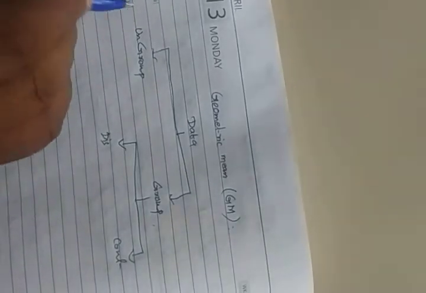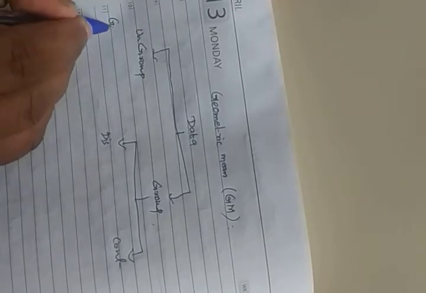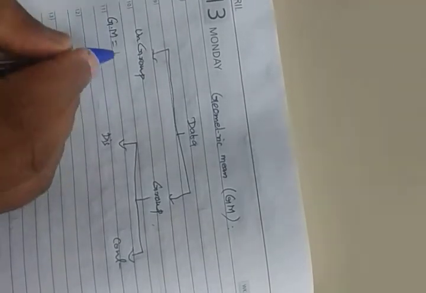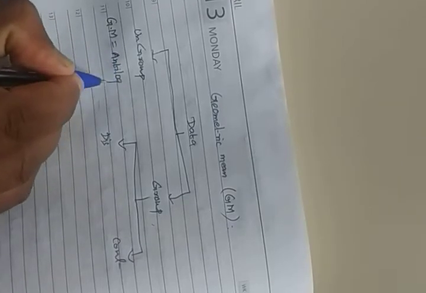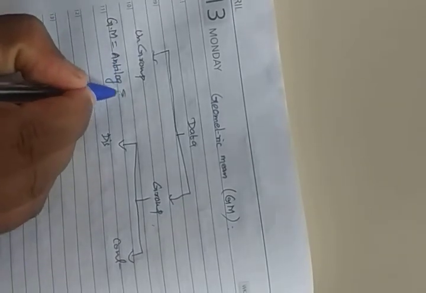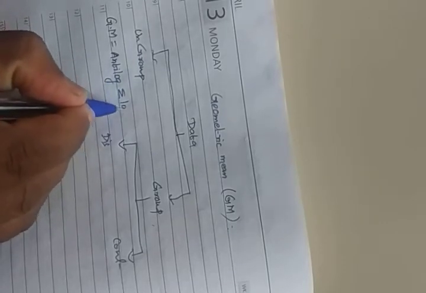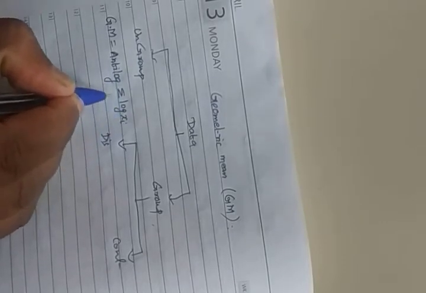So what will the formula be? Geometric mean equals antilog of sigma log xi divided by n.